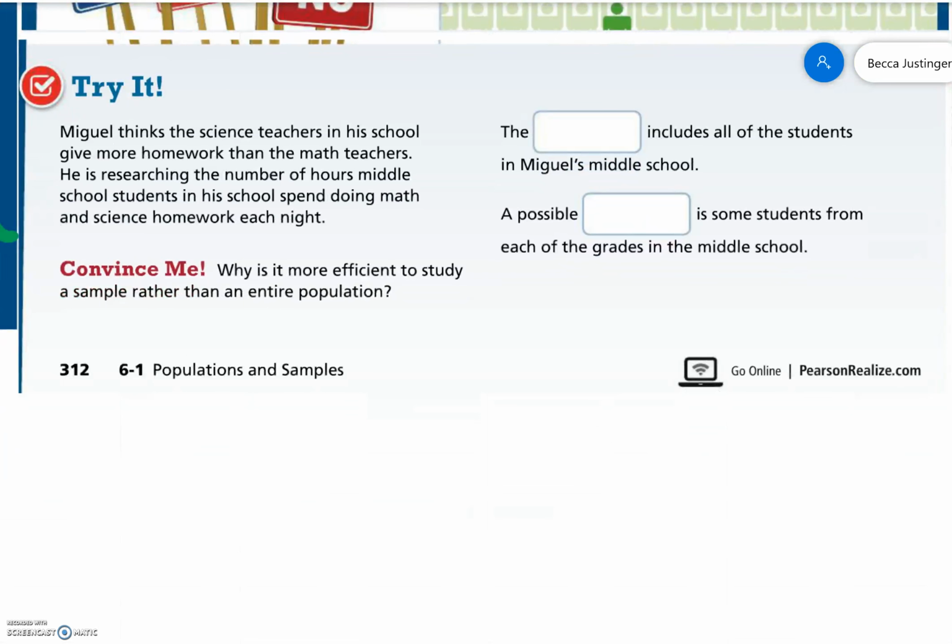Let's try it. Miguel thinks the science teachers in his school give more homework than the math teachers. He is researching the number of hours middle school students in his school spend doing math and science homework each night. So the blank includes all of the students in Miguel's middle school. So that would be the population. Remember, population is everyone. Population includes all of the students in Miguel's middle school.